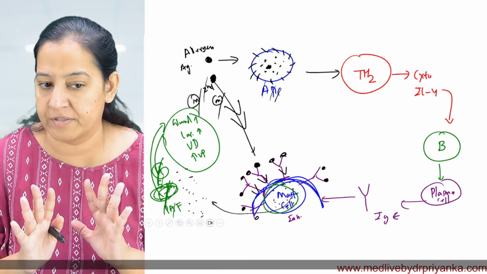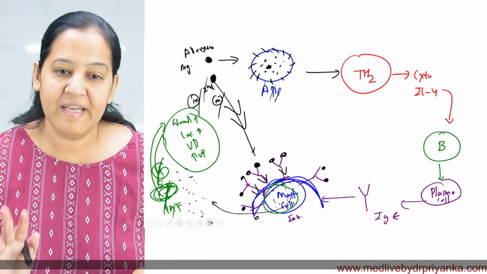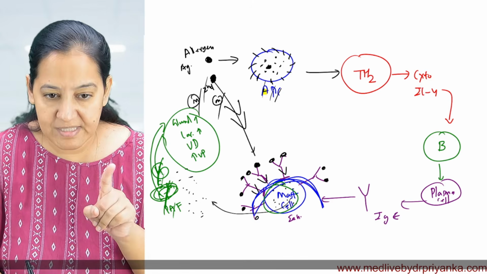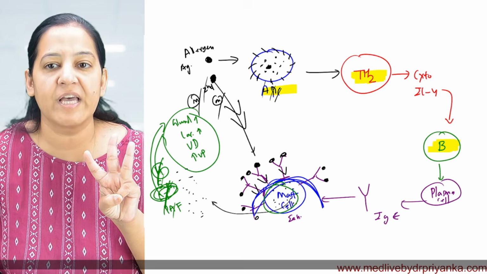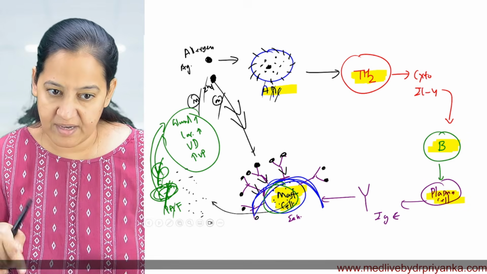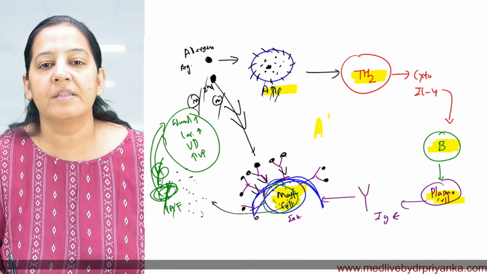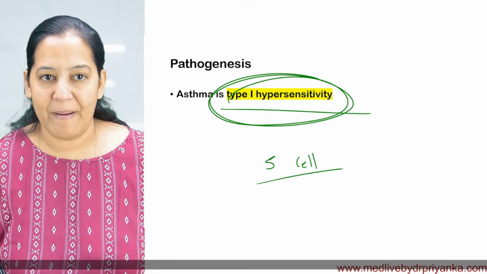I hope you got it. If you have any doubt, please feel free to ask later on in the WhatsApp group. Please learn the sequence of the five cells, on which you frequently get MCQs. The first cell is APC, the second cell is helper Th2, the third cell is B lymphocyte, the next cell is plasma cell, and the fifth cell is the mast cell. They come in this sequence, and this is how type 1 hypersensitivity, also known as allergy, occurs. This is the pathogenesis of allergy. I hope you all got it.